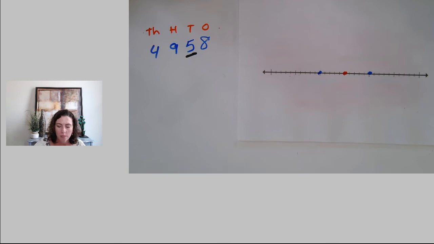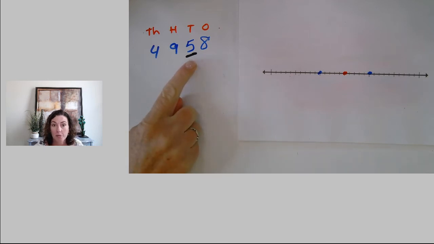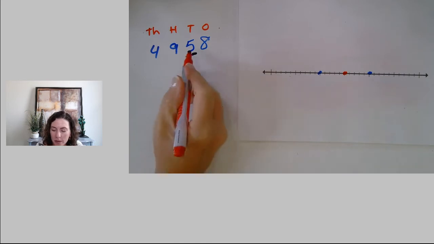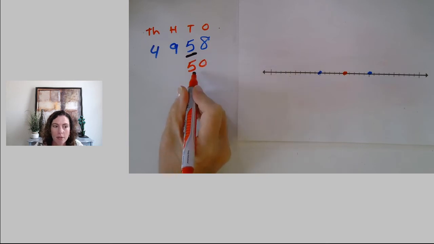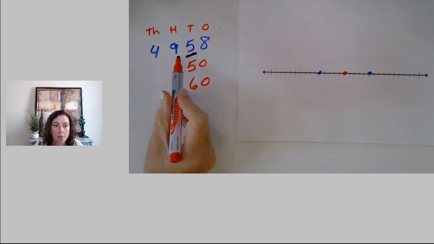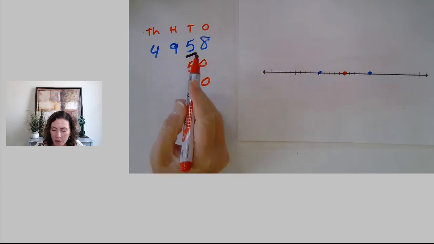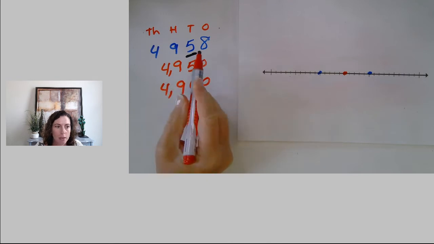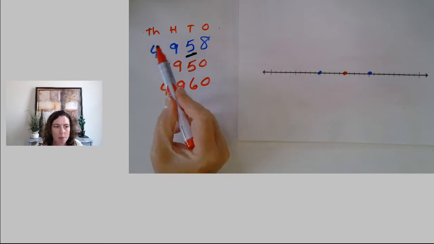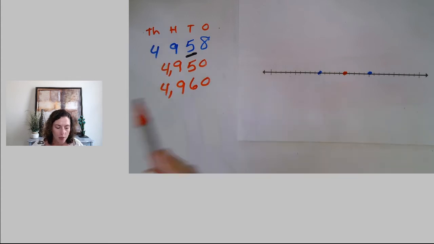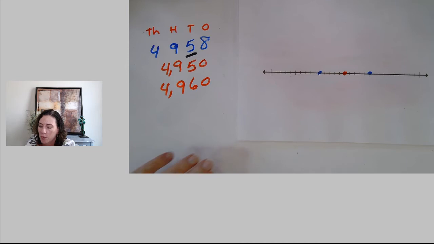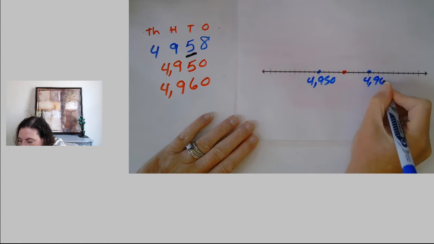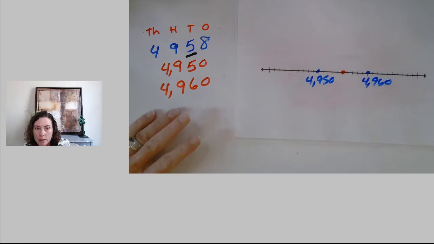Okay, so like we talked about, this 5 is either going to be 5 or 50, or it's going to go to the next 10. So this is either going to be 50, and the next 10 is 60. And these numbers do what? That's right, they stay in the front because we're still talking about 4,950 and 4,960, because those are the two numbers that this number would be in between. So we can now mark those on our number line. So this would be 4,950 and 4,960. And my center point is what?